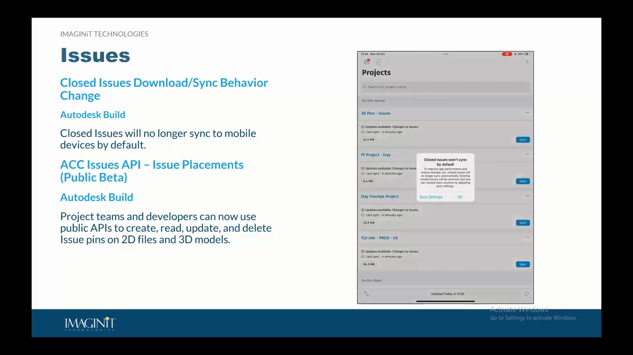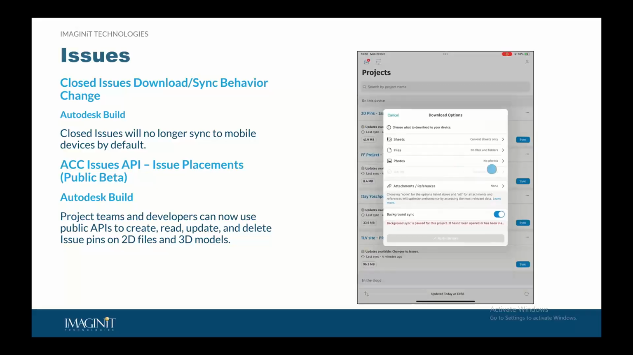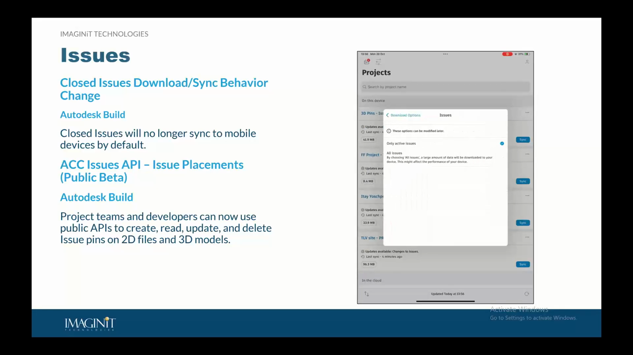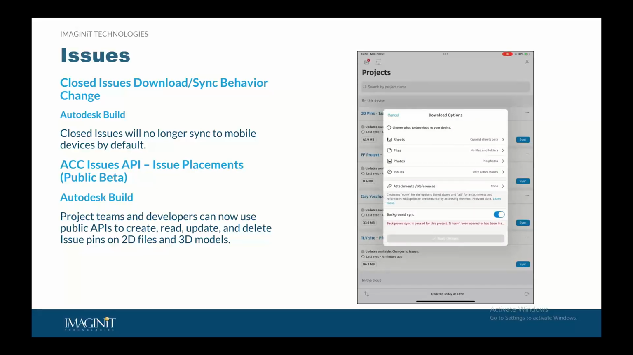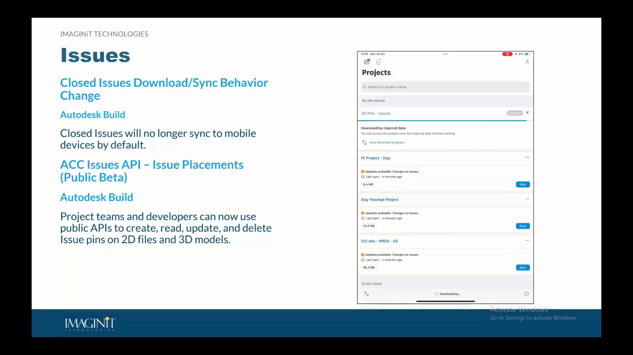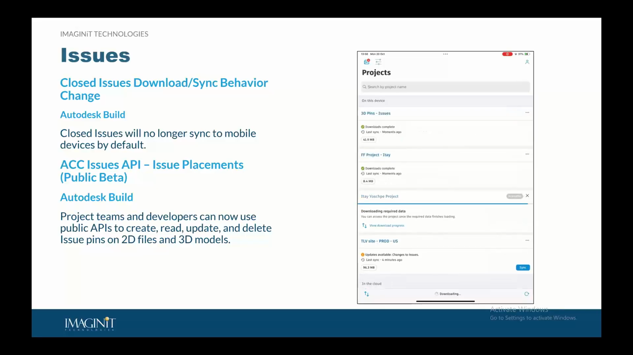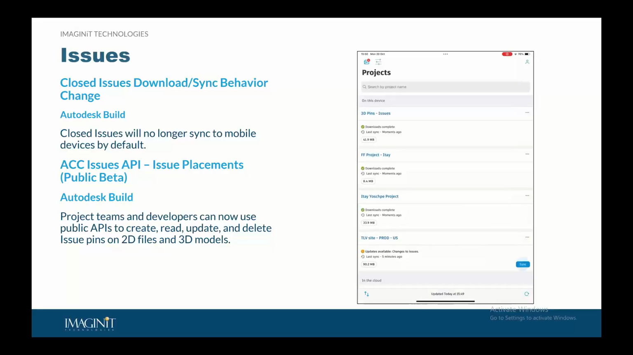Staying in issues for field collaboration, two additional releases here. The first is closed issues download/sync behavior change. If there are any closed issues inside of your project, they are no longer going to sync to the mobile devices by default. You can push to have them synced there, but typically we don't want to overwhelm our field folks with information that is not relevant to them. So those issues are just not going to pop over for them.